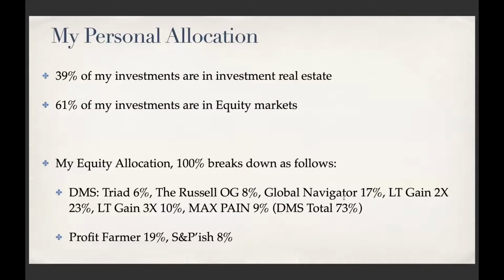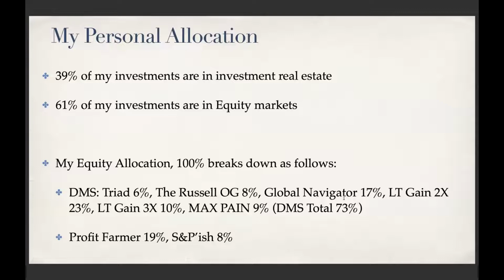Just to show everybody where I am personally, as of the end of February, this is between retirement and non-retirement, but 39% of my investments are in investment real estate. That's not counting my residence. 61% are in equities. And if I look at that 61% as a 100% pie, I've got 6% in Triad, 8 in the original Russell, 17 in Global Nav, 23 and 10 in long-term gain 2 and 3X, 9% in Max Pain. That totals up to 73% of the 100.